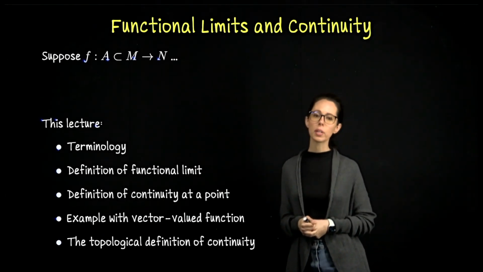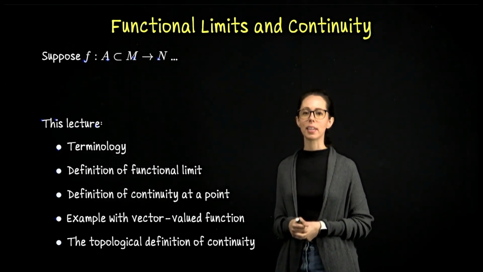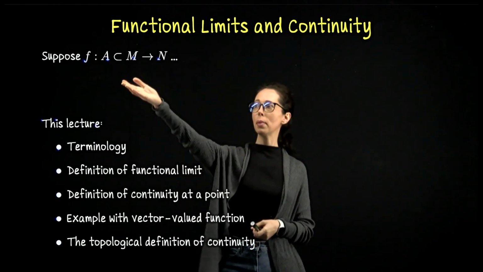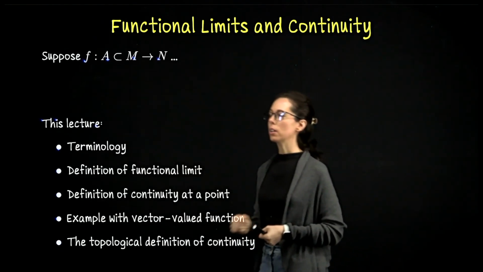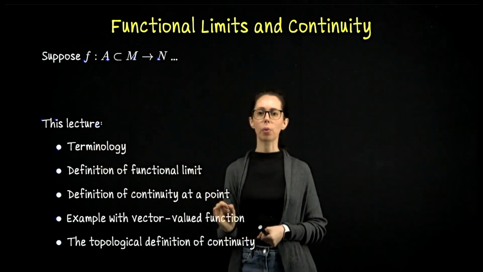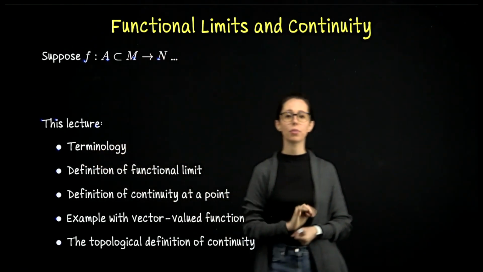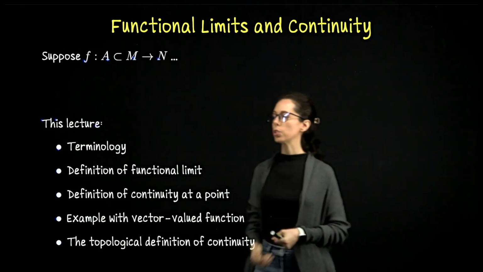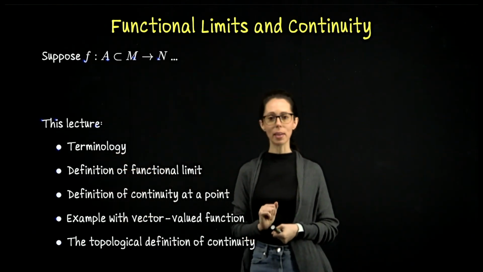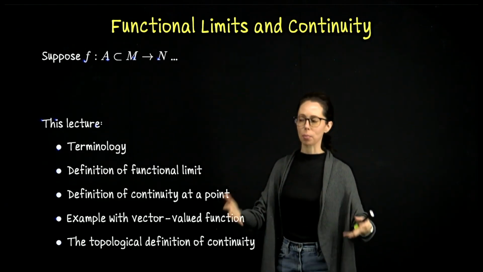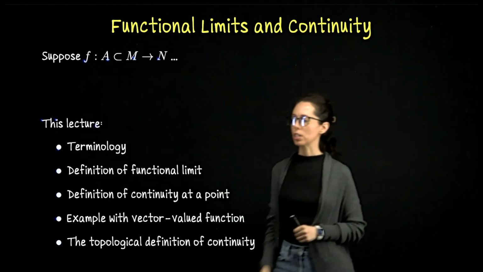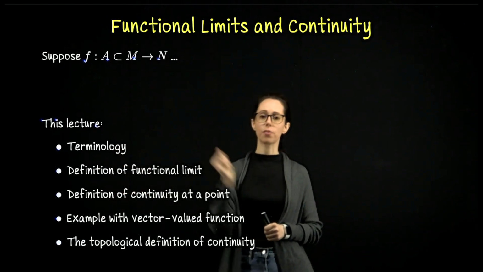In this video, we are going to introduce our study of continuous functions from one metric space to another. The first thing we are going to do is talk through some terminology. In particular, I want to identify what this notation will mean for us. Then we will introduce the definition of a functional limit. So what does it mean to say the limit of f of x as x approaches a equals L? We will use that definition to define continuity for such a function.